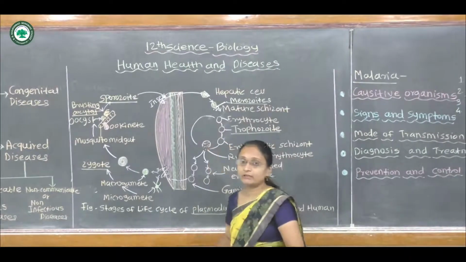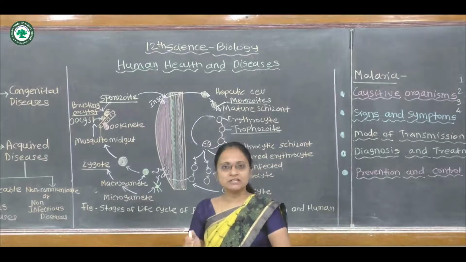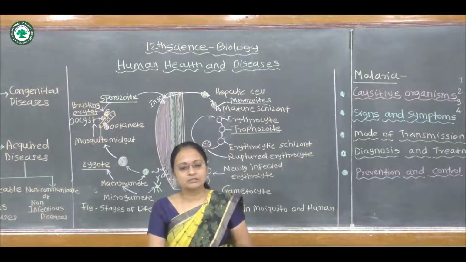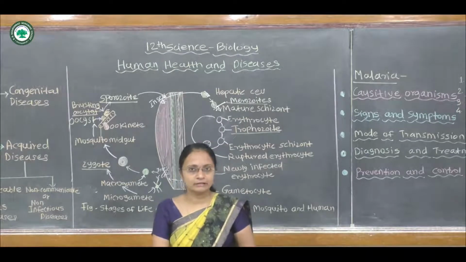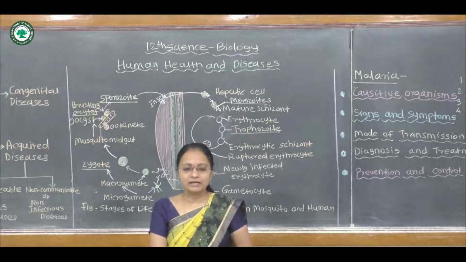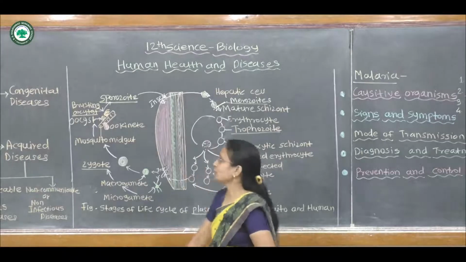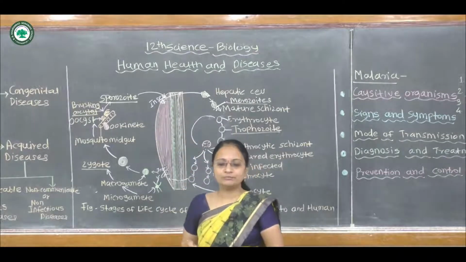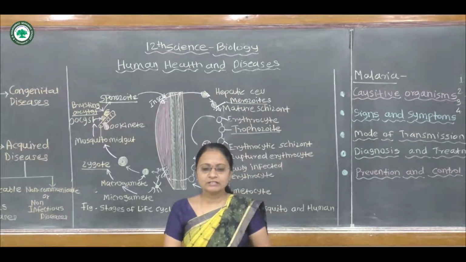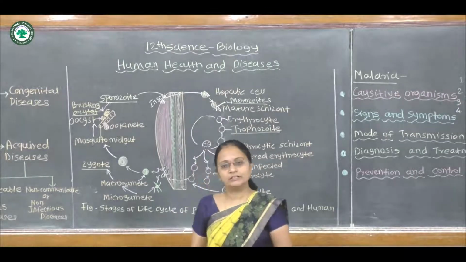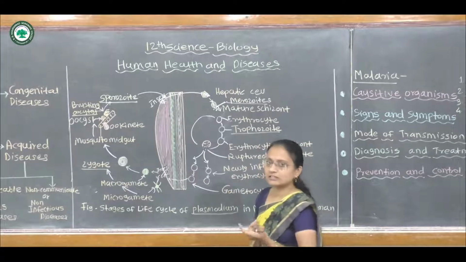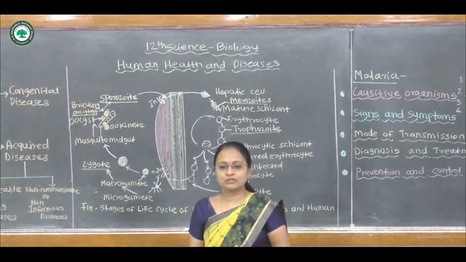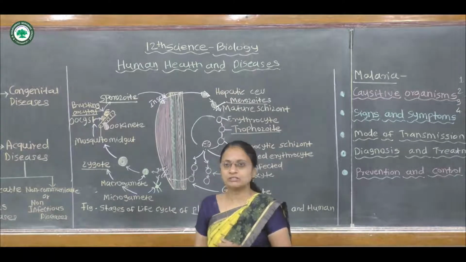Very firstly, this Plasmodium is transmitted from one person to another through an insect vector, the female Anopheles mosquito. Suppose this female Anopheles mosquito is there, and when it sucks human blood in the initial stage, it releases or transfers the sporozoites into the human circulation.